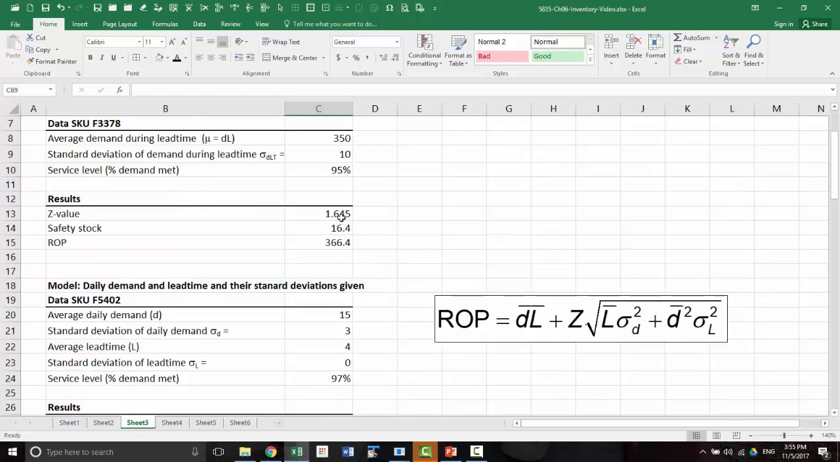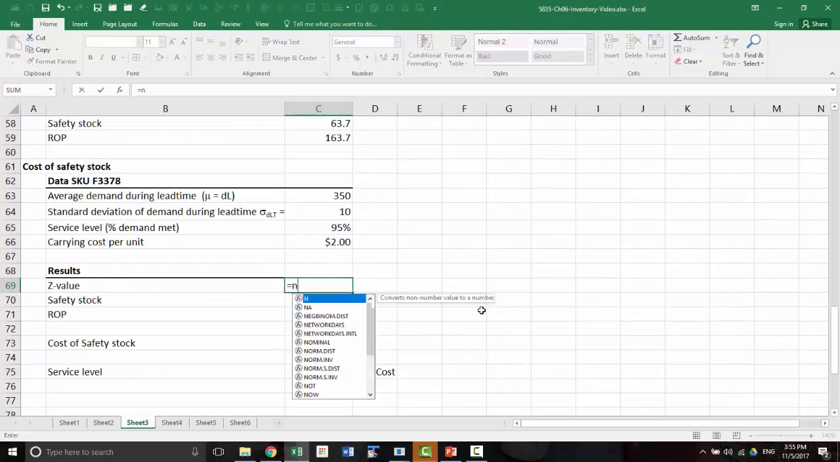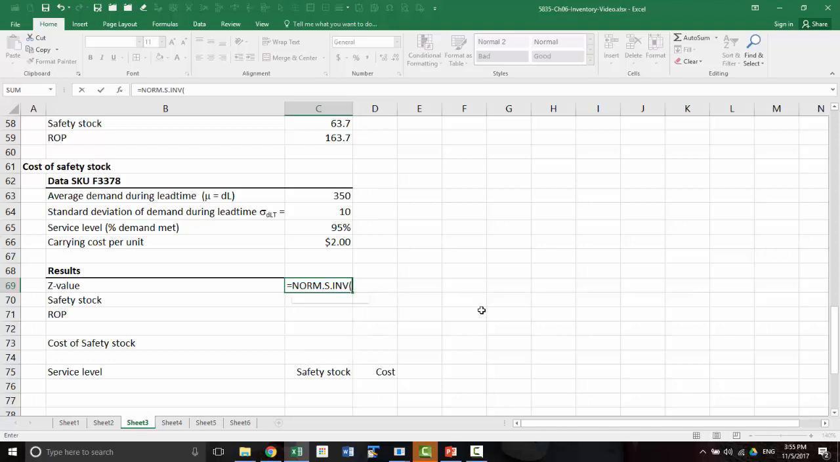We can go all the way up. Well, let's do this separately here. So norm.s.inv of that. So that's our Z, and Z times standard deviation, that's the safety stock. ROP is average demand plus safety stock.